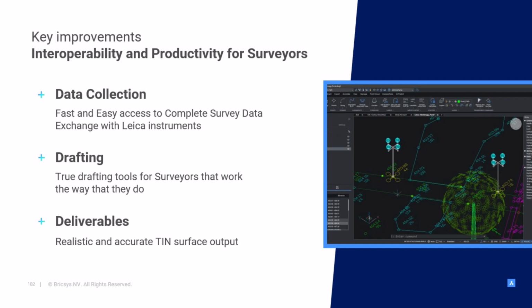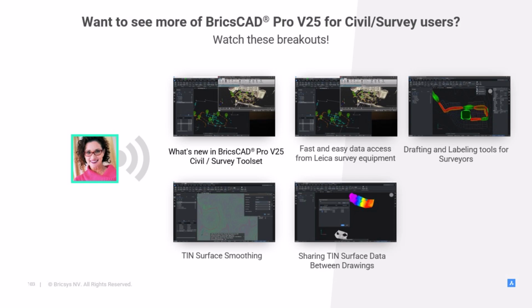And then we improved on BricsCAD's already fast and intuitive tin surface engine, adding the options for surface smoothing and the ability to dynamically share surface data between drawings. But these are just the highlights. For more detailed information and to learn more, be sure to check out our civil and survey breakout sessions for an in-depth look.